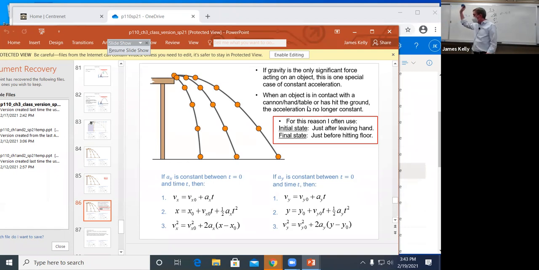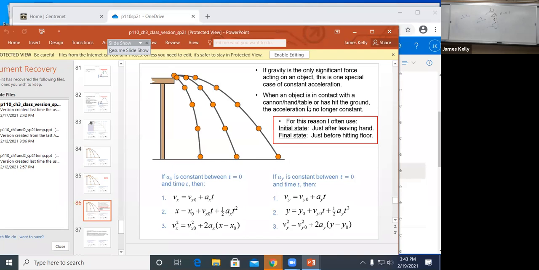And similarly, when the ball comes down and it hits the ground, the ground's exerting a significant upward force on the ball. And so you can't say that after it hits the ground and it's come to rest, that's going to be my final state in using these kinematics equations, because gravity is not the only significant force there. The ground is pushing up on it to keep it from burrowing into the ground.